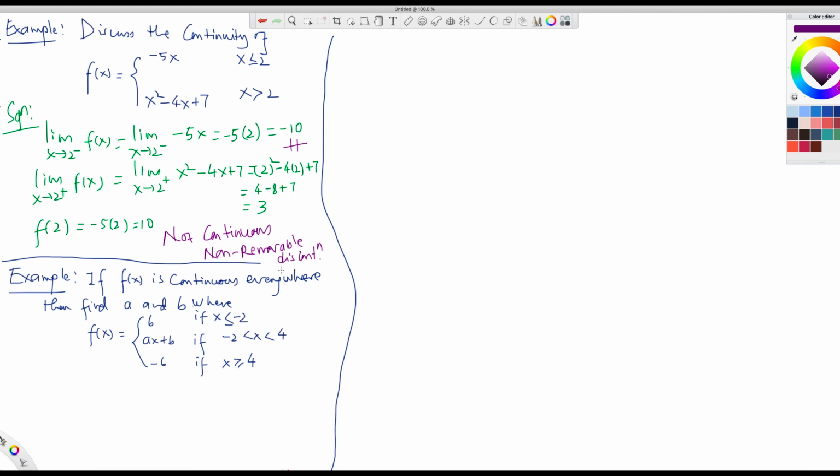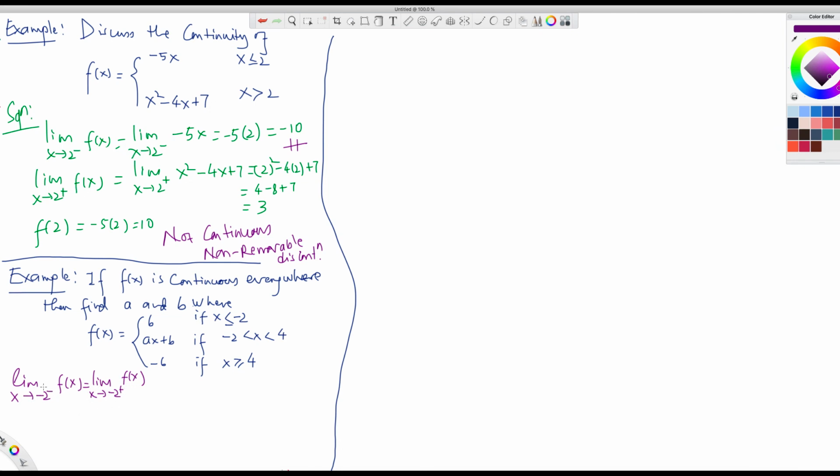All right, let us do this example. If f(x) is continuous everywhere, it says the function is continuous everywhere. Okay, then find a and b. So if the function is continuous everywhere, it must be continuous on those boundaries too. So what we do is, there are a and b. Let's check the left limit at -2. Since it is continuous, limit as x tends to -2 from the left of f(x) equals limit as x tends to -2 from the right of f(x). Because they are continuous, the limit must exist.